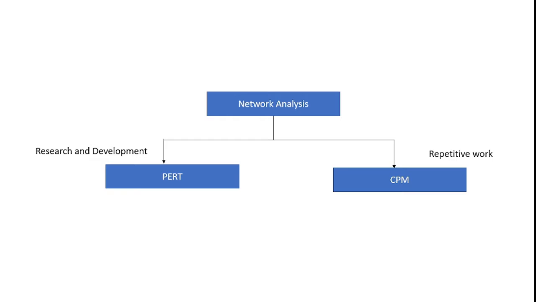Generally, network analysis is classified into two methods. One is PERT, which means Program Evaluation and Review Technique, and the other is CPM, which means Critical Path Method. The Research and Development Department always utilizes PERT, but for repetitive work in manufacturing industries, they utilize the CPM method.